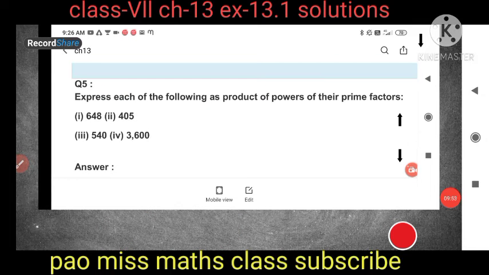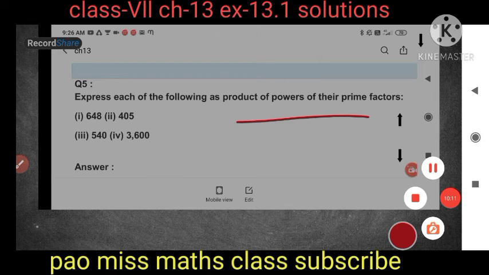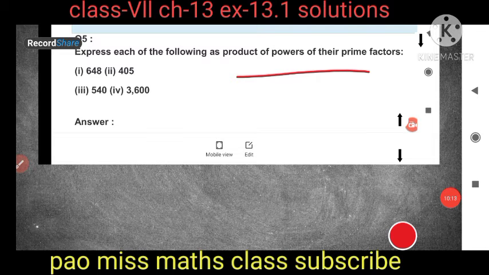Now question number 5. Express each of the following as a product of powers of prime numbers. Now again here what we have to do is find the prime factors and write them as a product of exponents, means we have to write them in exponential form. So what is the first one given? The first one is 648, isn't it? Now we have to find the prime factors for this value.